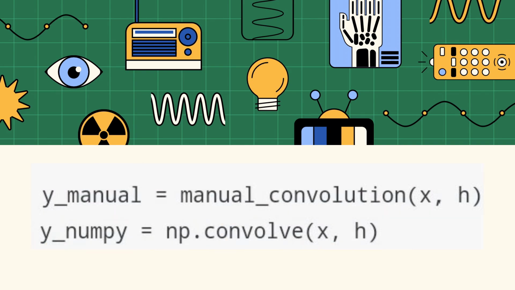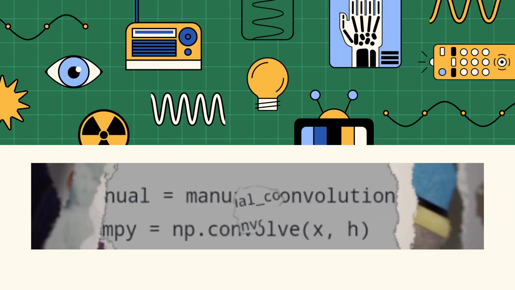Comparing manual and NumPy convolution. y manual contains the result from our custom convolution. y NumPy uses NumPy's optimized convolution. These two results should be identical, proving the manual method is correct.